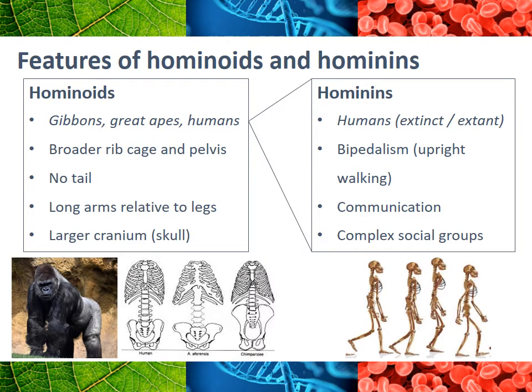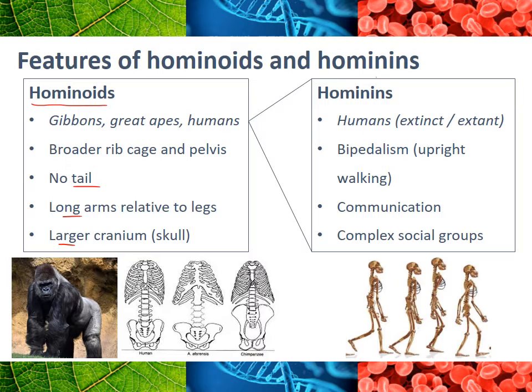This is what we looked at last time. Remember the features of hominoids. All primates have things like 3D vision because of our forward-facing eyes, and flexible arms and legs. We're all very social. Hominoids, which are the great apes as well as humans, don't have tails, have relatively long arms and have a big head for our big brains.